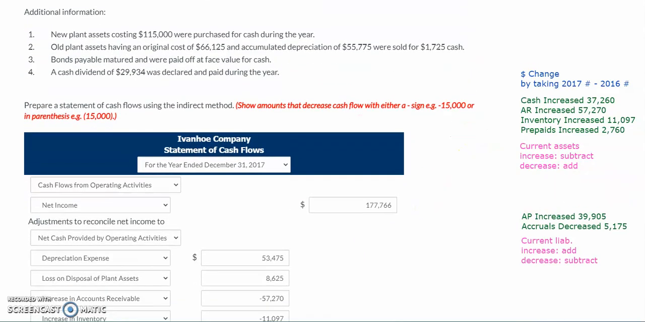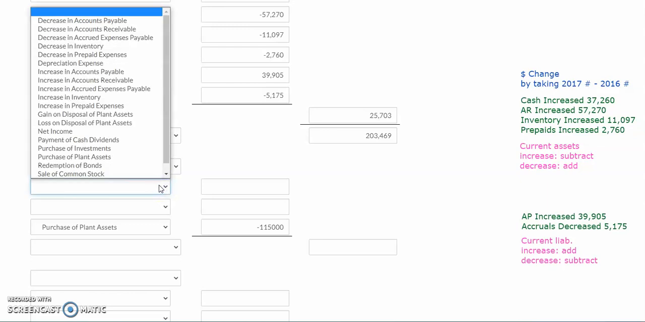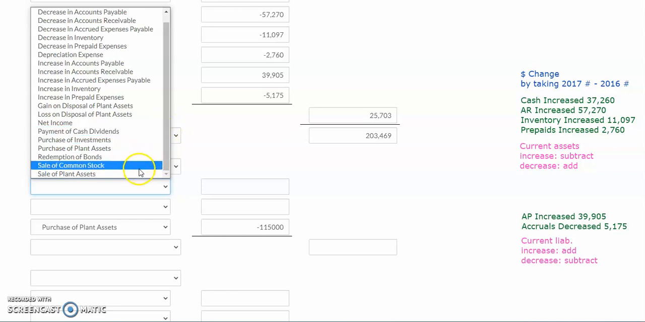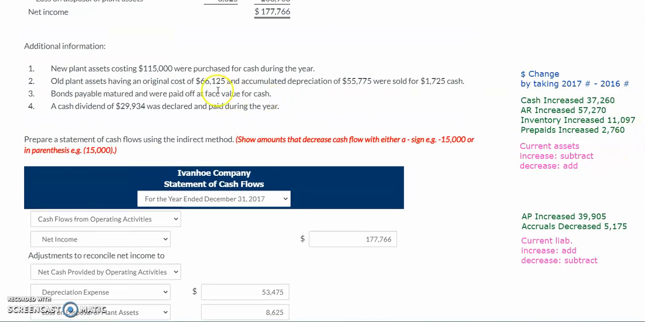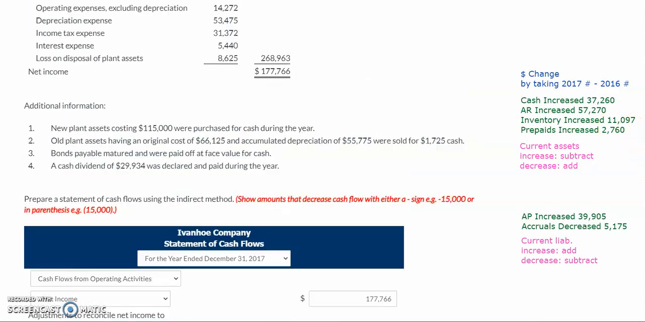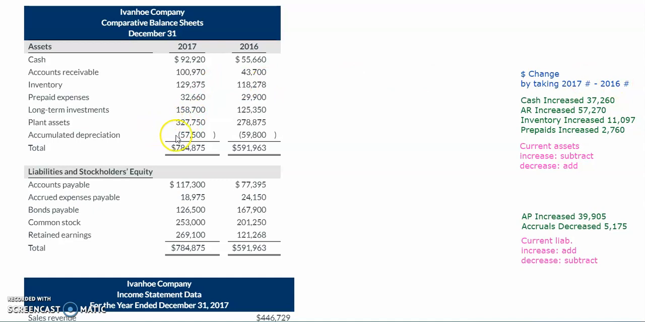Then I'm going to be looking at my additional information. Old plant assets having an original cost of $66,125 and accumulated depreciation, so these were almost fully depreciated, they sold for a little bit of cash. So that means that we collected cash, we had an inflow of cash from the sale of a plant asset. Then I notice that there is a bond payable that will deal with financing and a cash dividend.